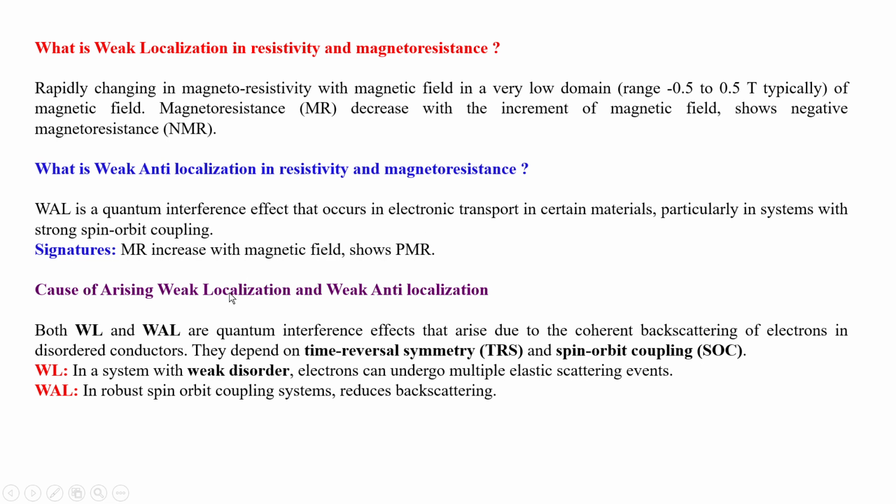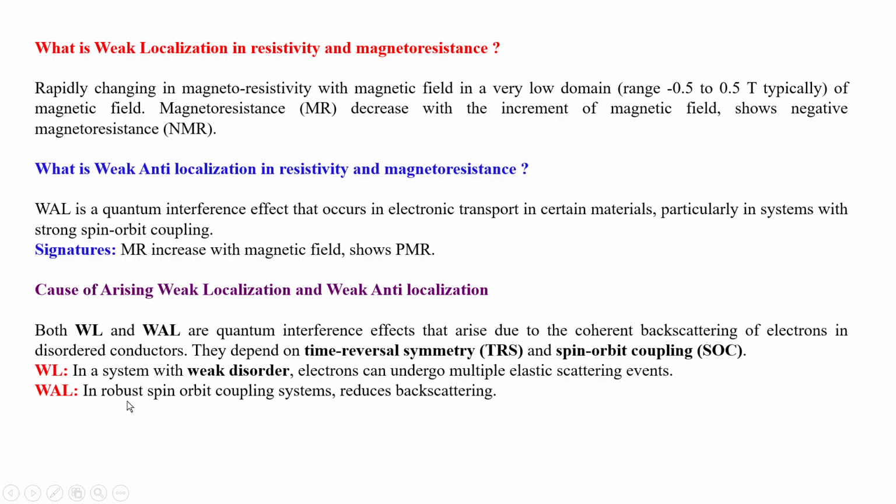What is the cause of arising weak localization and weak antilocalization signatures? Both are quantum interference effects that arise due to coherent backscattering of electrons in disordered materials. They hold the time-reversal symmetry with spin-orbit coupling. In weak localization signatures, the coherent backscattering interferes constructively with weak disorder, and electrons can undergo multiple elastic events.